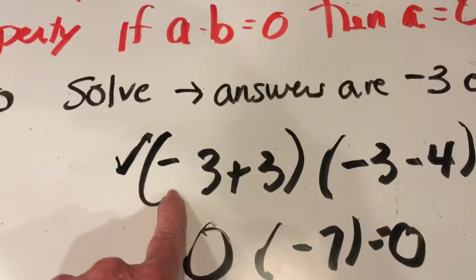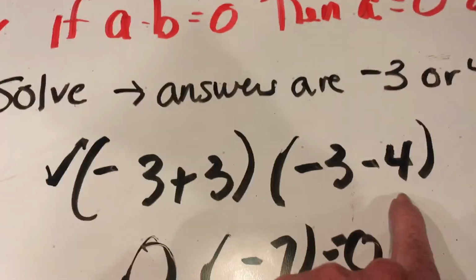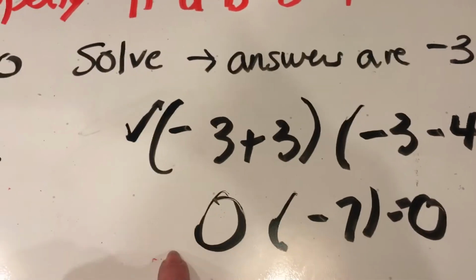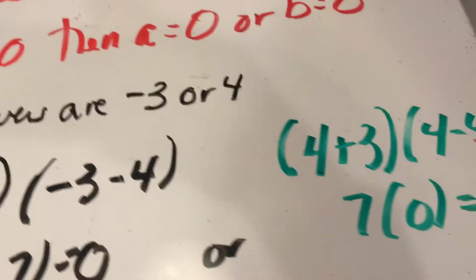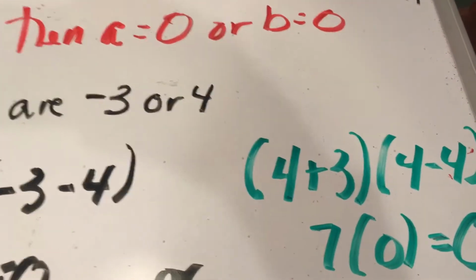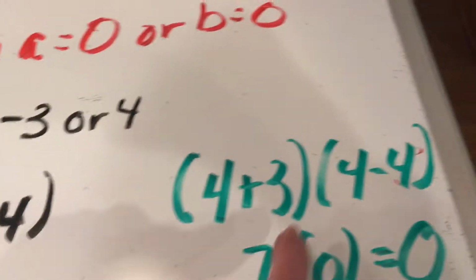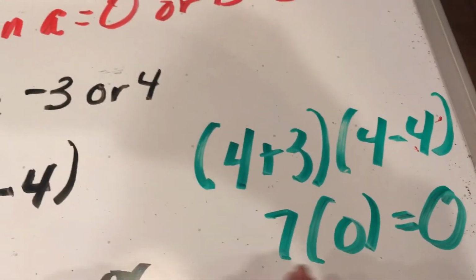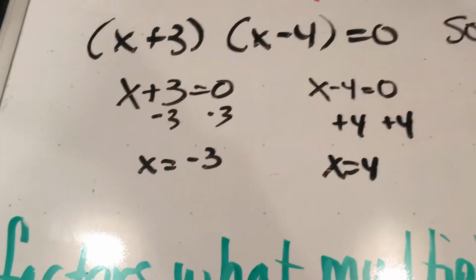And we can check that by plugging our negative 3 back into the original. Negative 3 plus 3 is 0, and negative 3 minus 4 gives me negative 7. 0 times negative 7 gives me 0. If we plug in the other one, 4 plus 3 is 7, 4 minus 4 gives me 0, and 7 times 0 gives me 0. So those two things are what make our two quantities turn to 0.